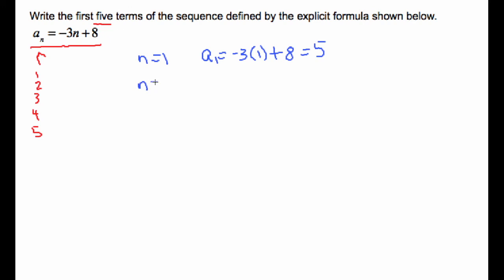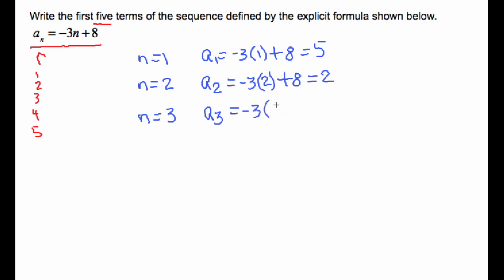Well, when n is 2, this will enable us to find a sub 2, which means we'll take negative 3 times n, which in this case is 2, plus 8. And that's negative 6 plus 8, which is 2. Moving on, when n equals 3, this will enable us to find a sub 3, which is our third term. So the calculation would be negative 3 times that same 3, plus 8, and that's negative 9 plus 8, which is negative 1.